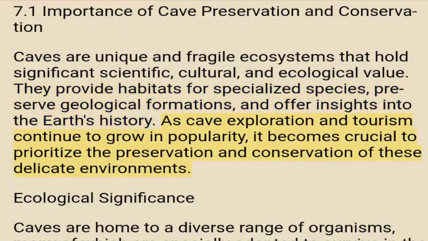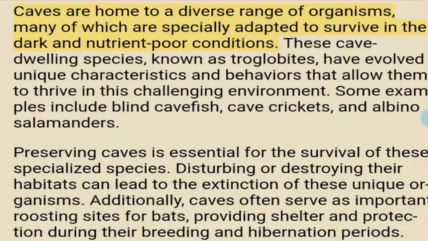As cave exploration and tourism continue to grow in popularity, it becomes crucial to prioritize the preservation and conservation of these delicate environments. Ecological significance. Caves are home to a diverse range of organisms, many of which are specially adapted to survive in the dark and nutrient-poor conditions. These cave-dwelling species, known as troglobites, have evolved unique characteristics and behaviors that allow them to thrive in this challenging environment. Some examples include blind cavefish, cave crickets, and albino salamanders.